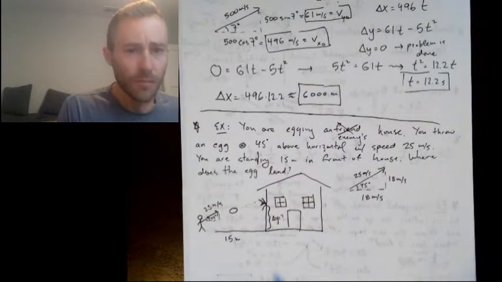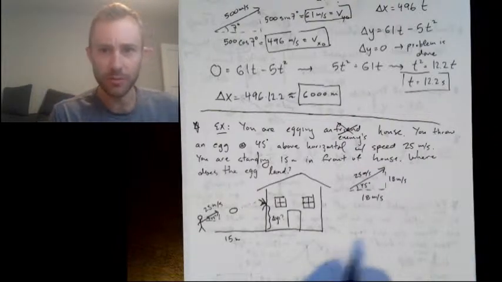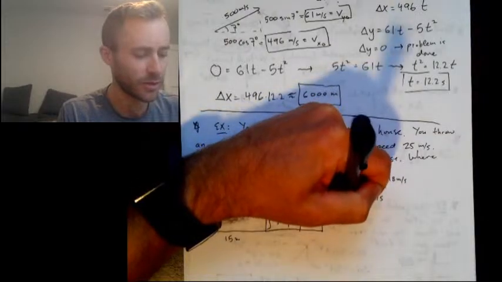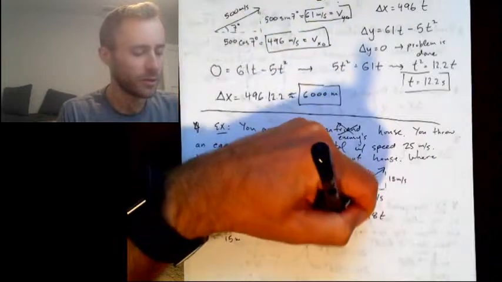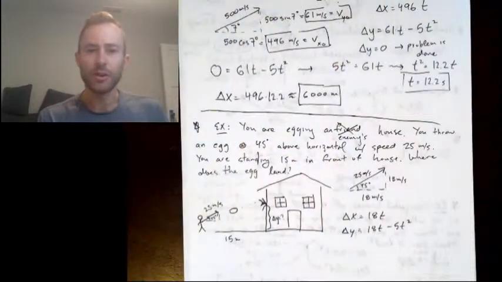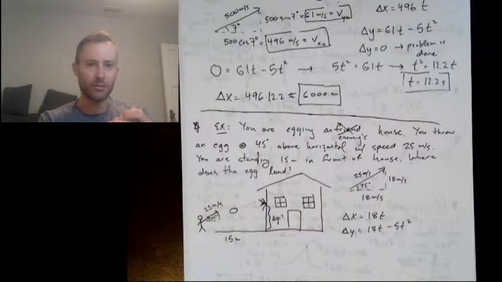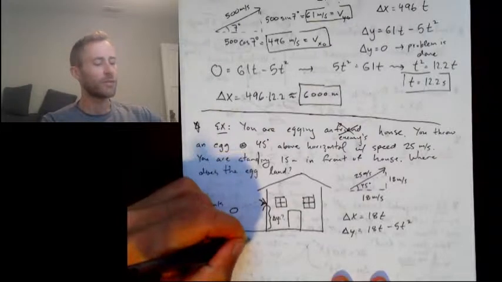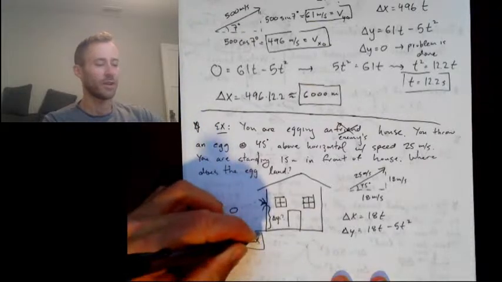All right. So what we're going to do then is plug this into the equations of projectile motion. So delta x equals 18t. Delta y equals 18t minus 5t squared. So what does it mean to hit the house? What is the mathematical condition that means you hit the house? Well, you hit the house when the egg has traveled 15 meters horizontally. Okay? So 15 meters is delta x for this problem.